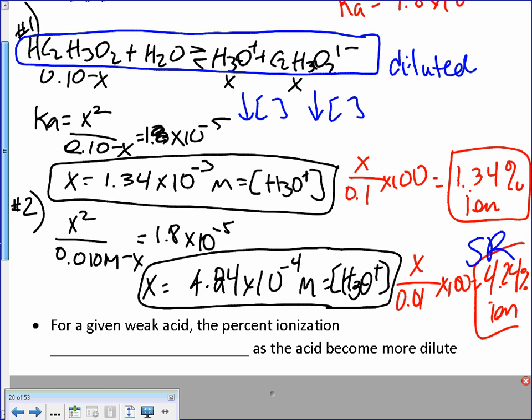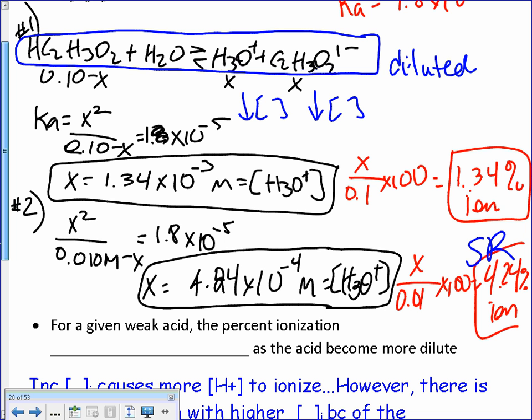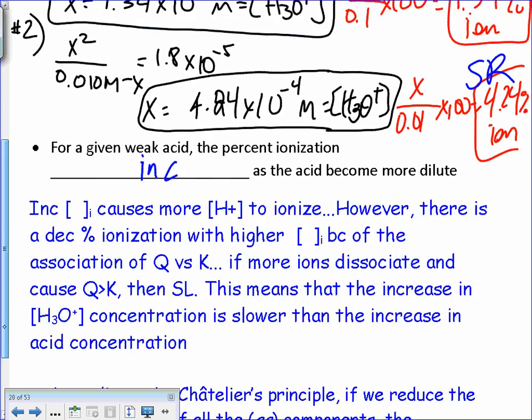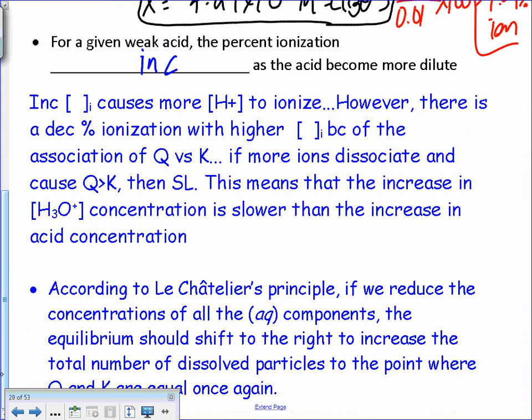So for a given weak acid, the percent ionization blanks as the acid becomes more dilute. What happens to it? Increases. For a given acid, the percent ionization increases as it becomes more dilute. That's just a fact to know. I can give you more explanation, like in comparison of Q versus K. You can explain it in many ways, but I just like the Le Chatelier one because it's more qualitative.